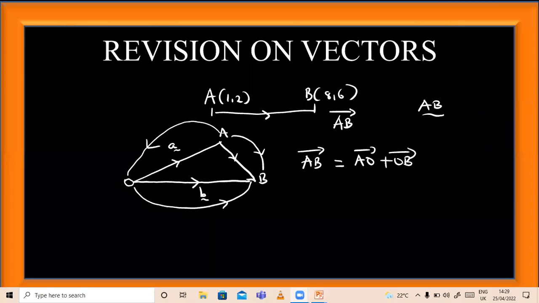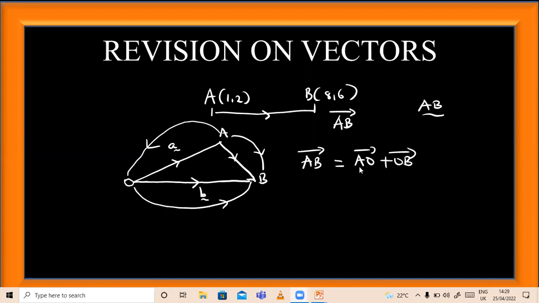Okay, so I thank you guys for the patience. I was just talking about some small brief information about coordinate vector geometry, and I was trying to tell you how we can move from A to B.